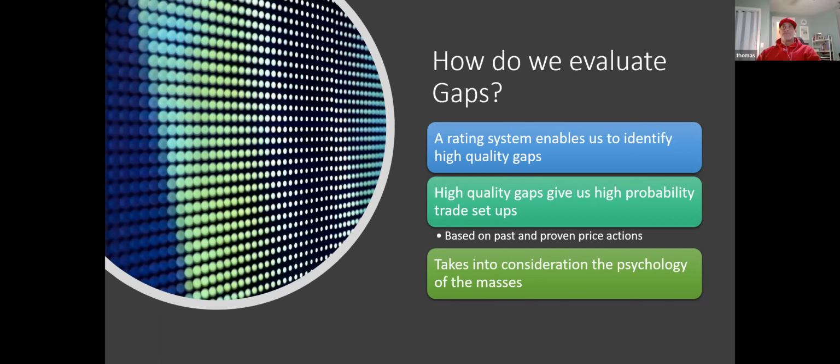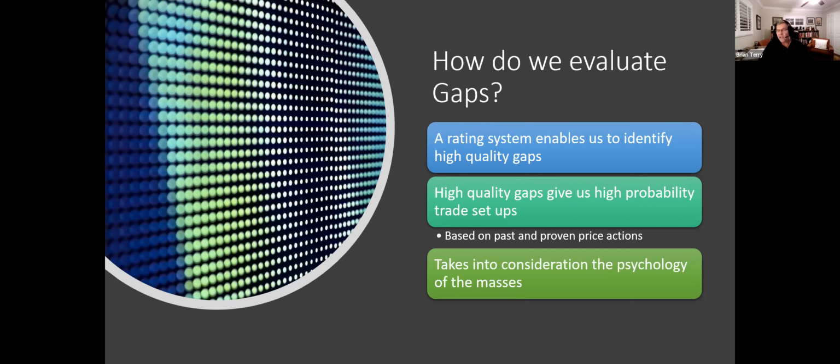But what we really want to focus on today is the gaps, and a lot of times, like I said, that is right after earnings. In the book, and I'll show you the name of the book at the end, the author found a way to rate or evaluate gaps. He came up with a rating system for identifying high quality gaps, talking about what quality gaps give us a high probability of trade setup.